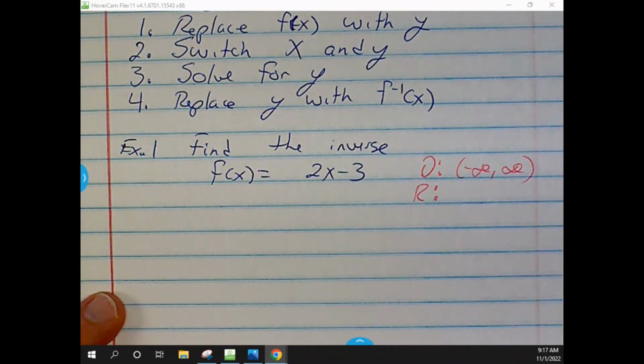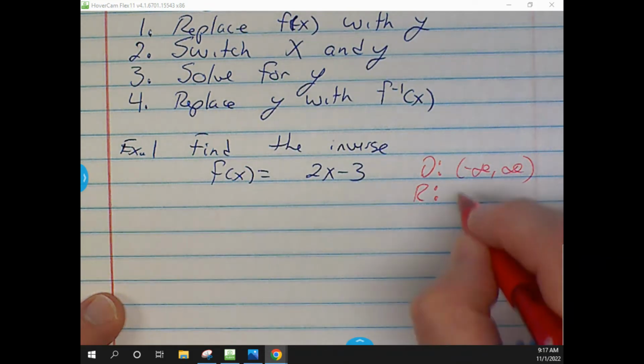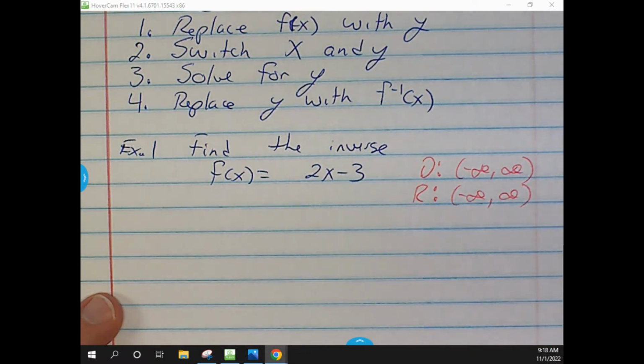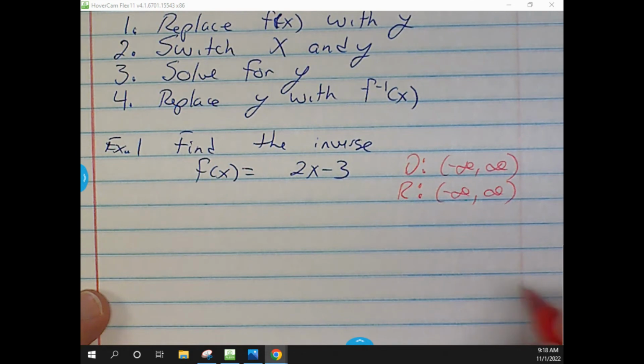Okay, for the range, any fractions? No. Any square roots? No. So same thing, right? It's negative infinity to infinity. It's all real numbers. So you need to put negative infinity to infinity. If we're just talking about it, that's the double-legged R like we were doing yesterday.